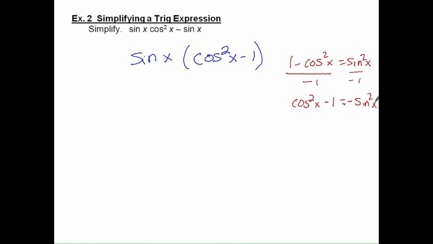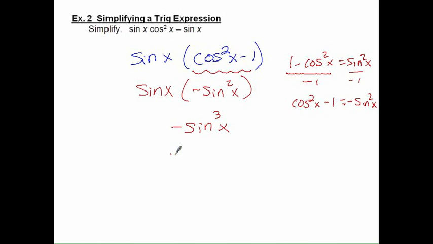So what happens there is this piece right here turns into a negative sine squared x. And we're going to multiply that with what we have at the beginning of sine. So sine times sine squared would be a negative sine cubed of x. So that long, complicated looking one went to one nice, simple expression there.